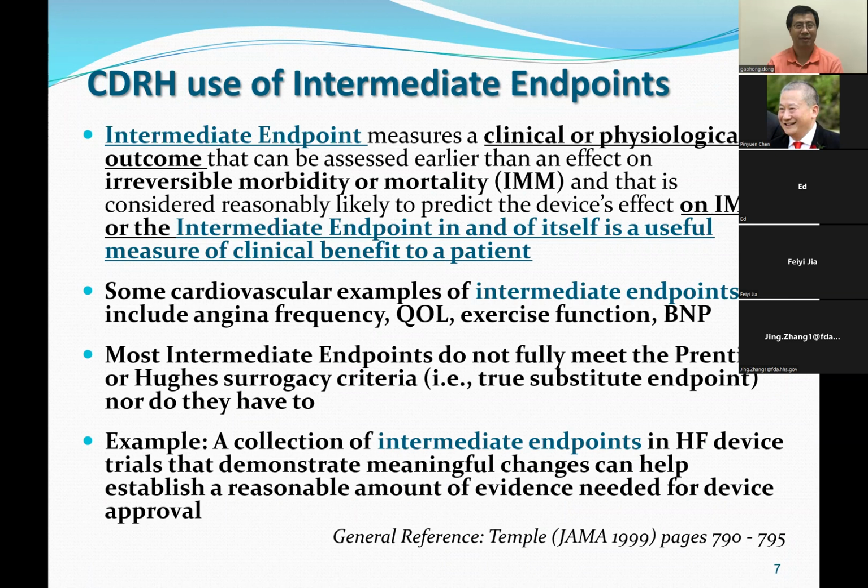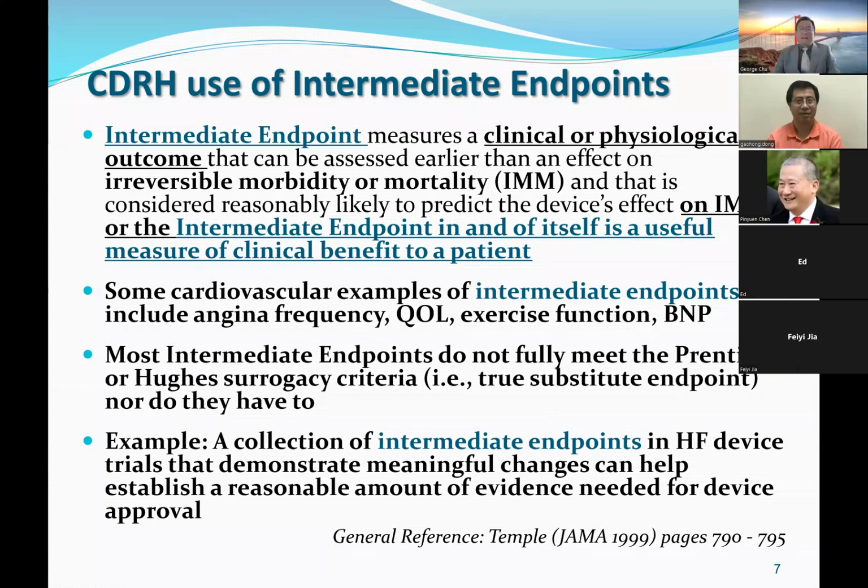So the way we define intermediate endpoints is that it measures a clinical or physiological outcome that can be assessed earlier than an effect on irreversible morbidity or mortality, and that is considered reasonably likely to predict the device's effect on irreversible morbidity or mortality, or the intermediate endpoint in and of itself is a useful measure of clinical benefit to a patient.